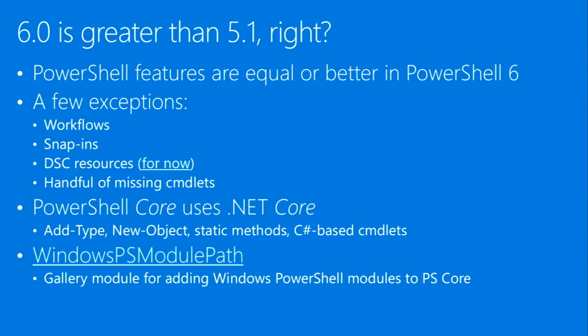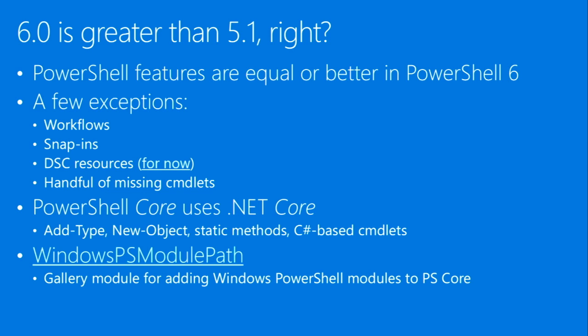There are a couple exceptions today. 2 of those that I want to call out are workflows and snap-ins. Those are 2 features of PowerShell that we will not be bringing forward into PowerShell 6. Although we are very customer-driven and community-oriented, so if somebody's really passionate about this thing and there's enough support for that, all of these things are sort of on the table for discussion at all times. But today we've said for 6.0 we're not bringing those 2 features forward.